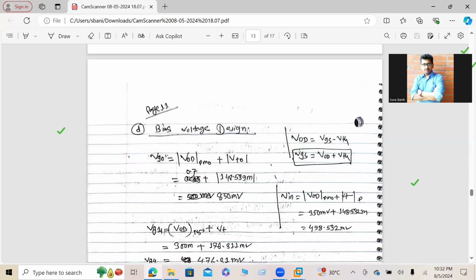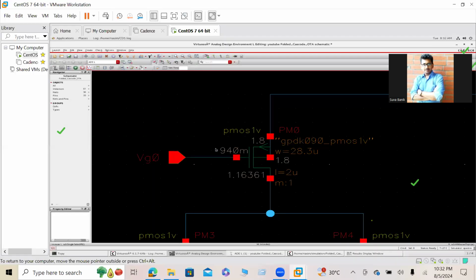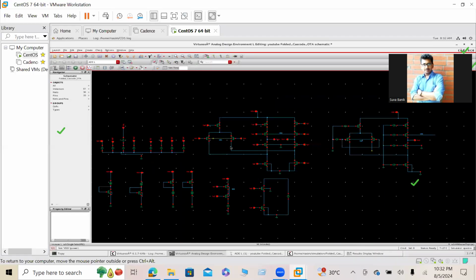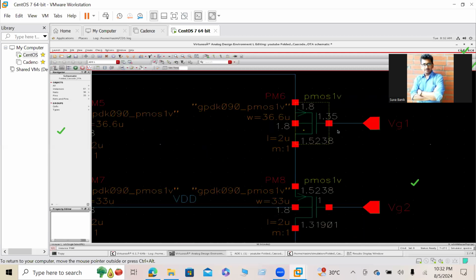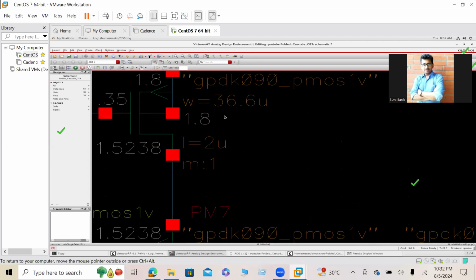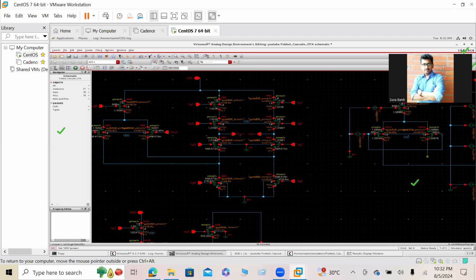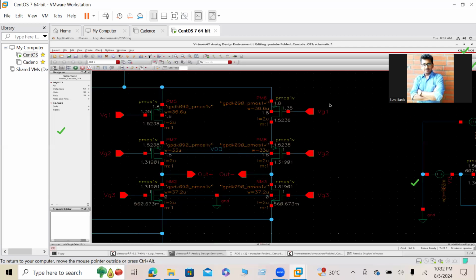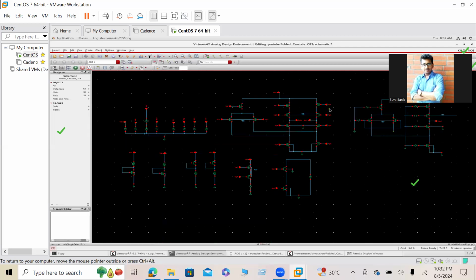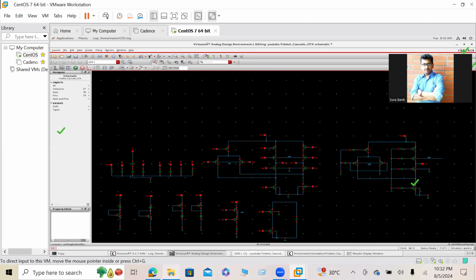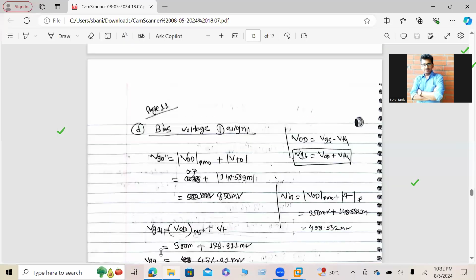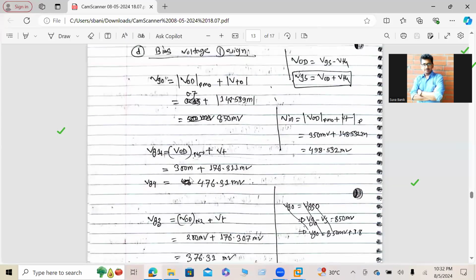Okay, so now we need to design the bias voltage. This is the circuit. Every branch is identical, meaning it is 36.6, it is also 36.6. So if we design the half circuit, we just copy it over there. Then now we need to calculate this bias voltage, this bias voltage. So understand this formula very well, how we calculate it.